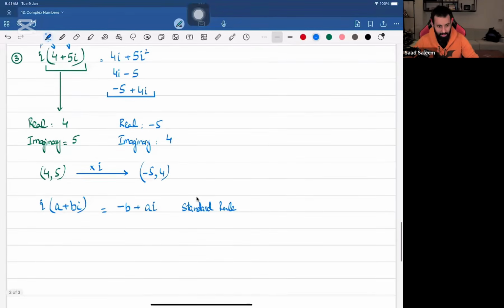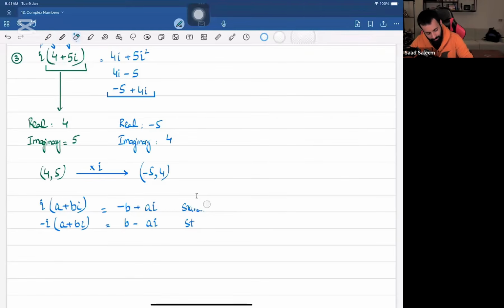Then there's another standard rule, and I'm just going to write this down. No need to do an example question here. If instead I multiply minus i with a plus b i, then what happens is this. This becomes b minus a i. So these two are basically your standard rules.